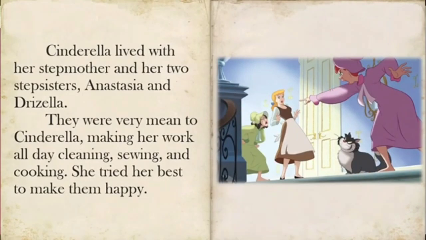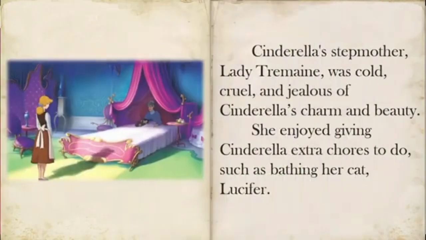Cinderella lived with her stepmother and her 2 stepsisters, Anastasia and Drizella. They were very mean to Cinderella, making her work all day cleaning, sewing, and cooking. She tried her best to make them happy. Cinderella's stepmother, Lady Tremaine, was cold, cruel, and jealous of Cinderella's charm and beauty. She enjoyed giving Cinderella extra chores to do, such as bathing her cat Lucifer.